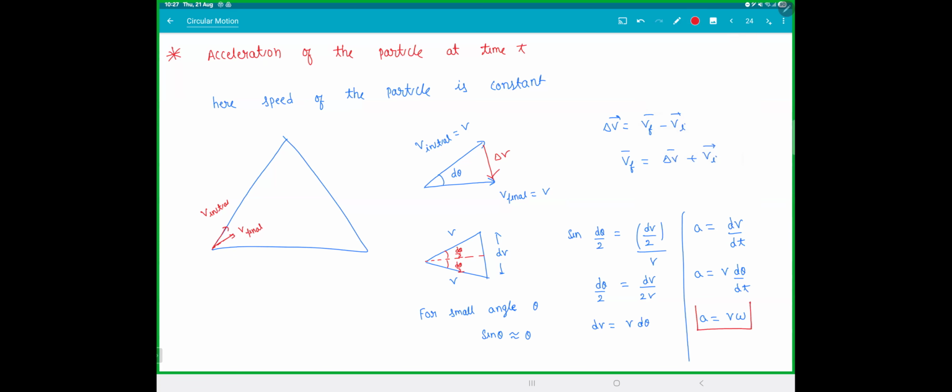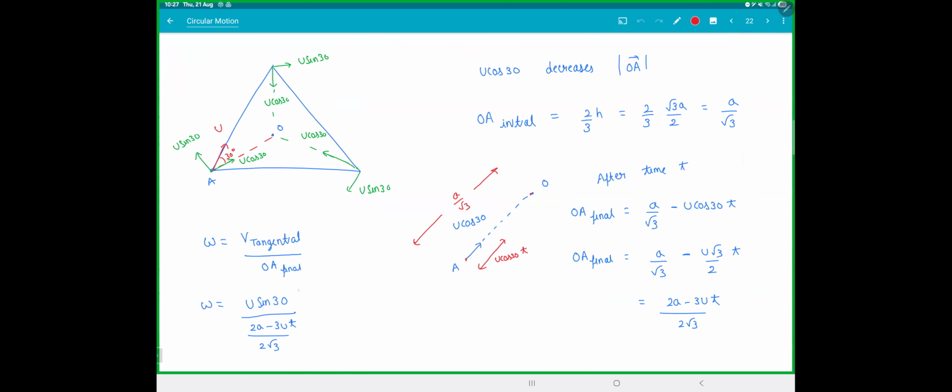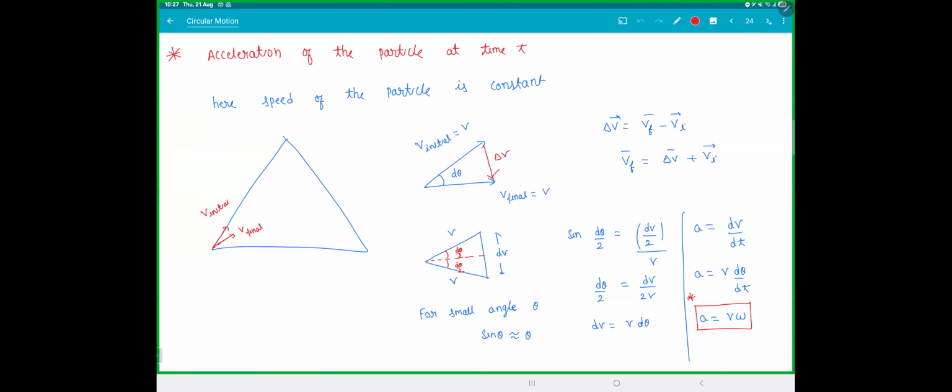So in this chasing particles, whenever they ask you to find the acceleration, it is simply velocity into omega, speed into omega. And what is omega? This is your omega. So if you multiply this with speed u, you'll get the acceleration at time t.